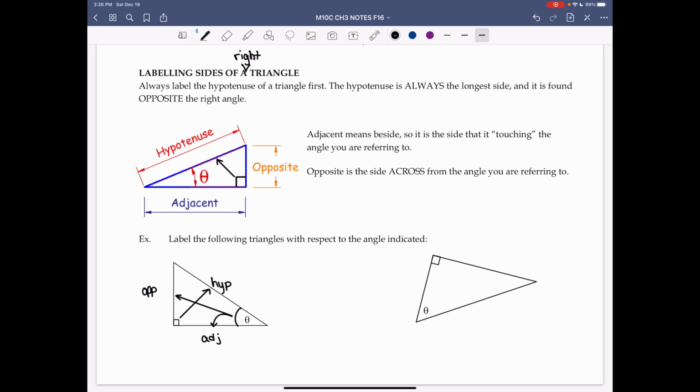Next one, label our hypotenuse. It's across from the right angle. Our angle of interest is here. The side across from that angle is the opposite side. And the third side, the side that is touching the angle of interest but is not the hypotenuse, is the adjacent side.